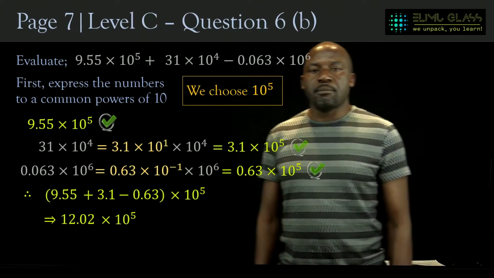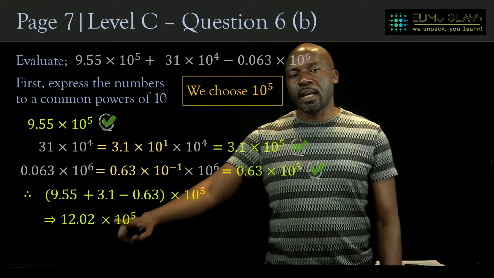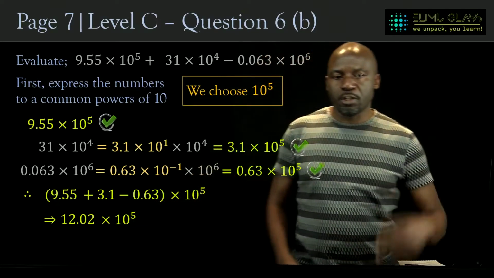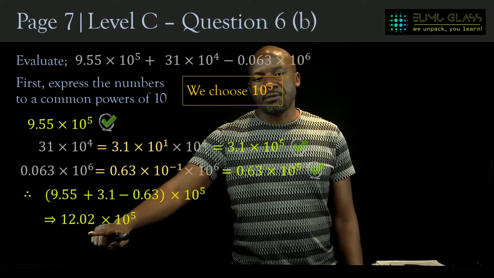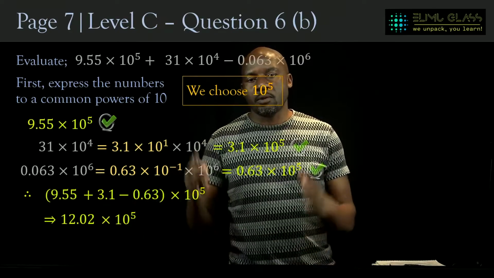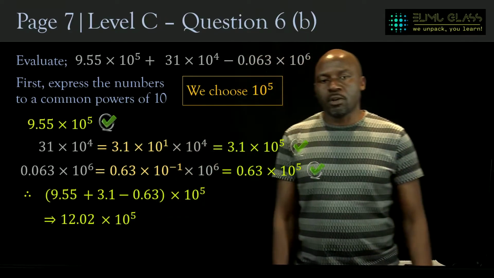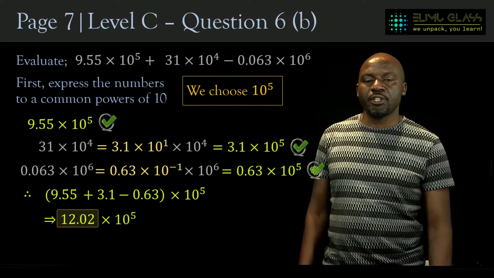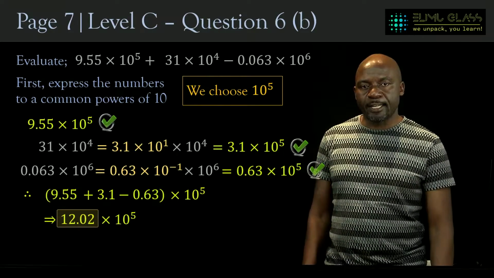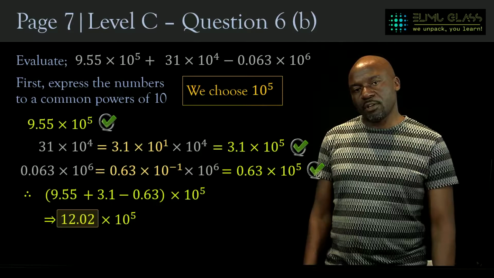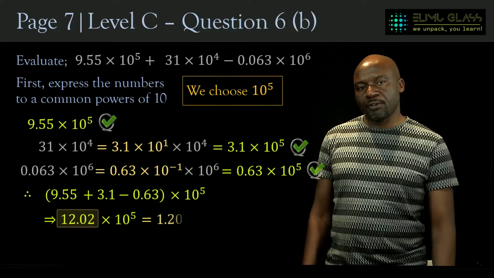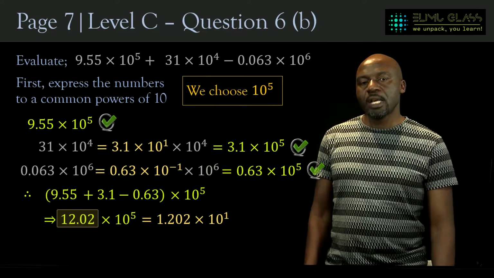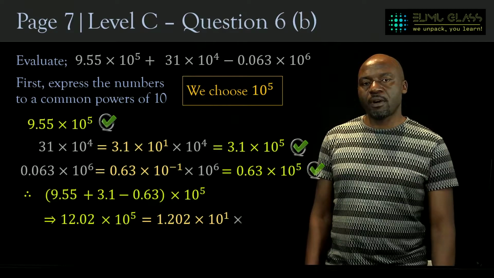And I want to express my number in scientific notation. This is not scientific notation because 12.02 is beyond 10. For it to be in scientific notation, the number that we write here has to lie between 1 and 10. Because of that, I have to change that 12.02 into a number that lies between 1 and 10. So I'm going to express 12.02 in scientific notation as 1.202 times 10 to the power of 1, and then I can multiply by 10 to the power of 5.